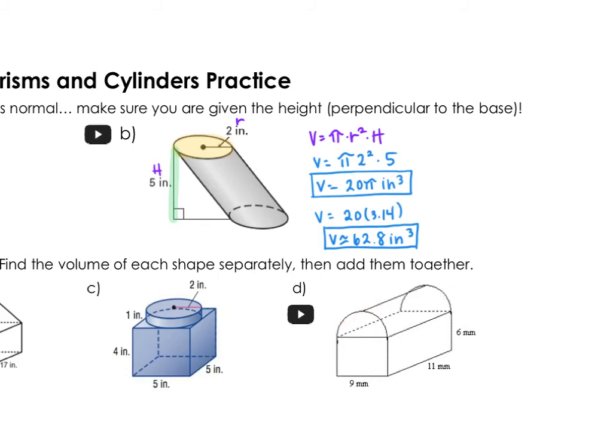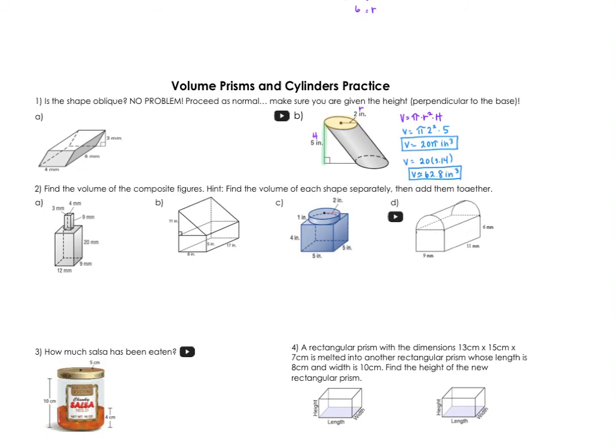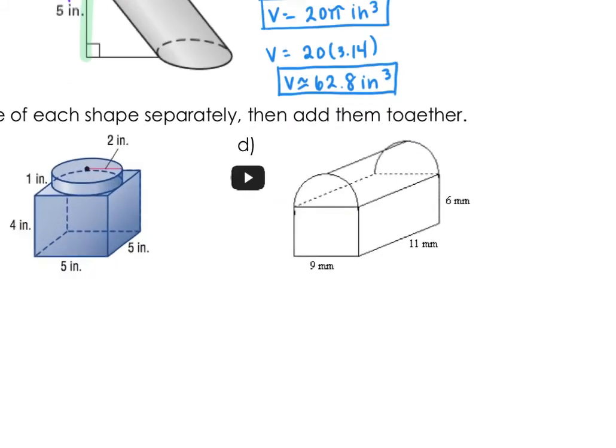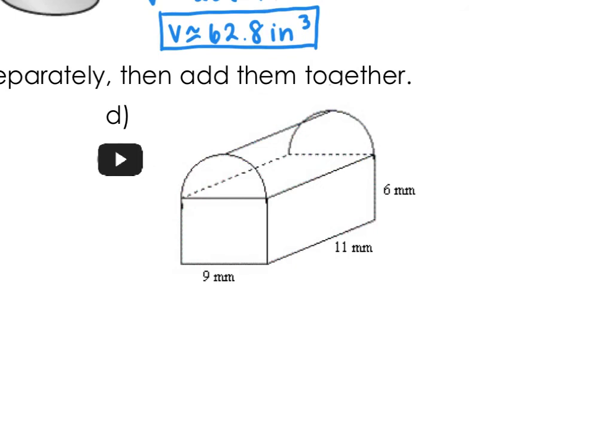Okay. So now let's look at 2D. So this is a composite figure. It's basically a three-dimensional shape made up of two different shapes. So in 2D, the two shapes that we see here is this bottom part right here is basically a rectangular prism, and the top part is half of a cylinder. Okay, so this top part is half of a cylinder, and the bottom part here is a rectangular prism.